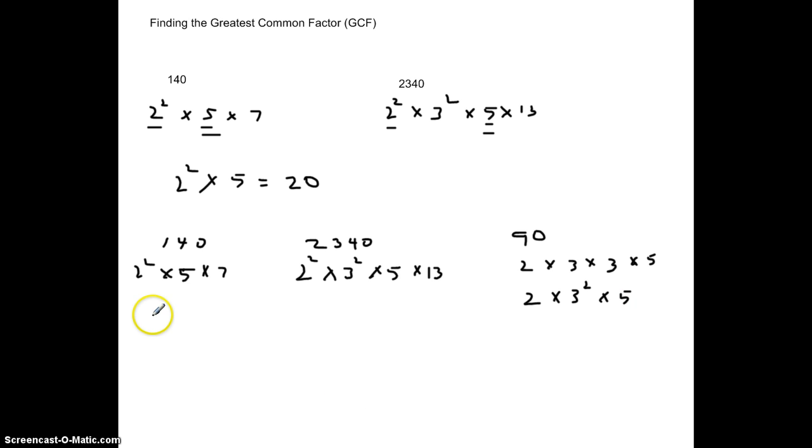So to write the greatest common factor, we need to look for common factors. 2 is a common factor. We use the lowest exponent for that common factor, so this has an exponent of 2 and exponent of 2. Here the exponent is 1, so the lowest exponent is 1. 5 is a common factor. And each one of those has an exponent of 1, so 1 is the least exponent. And then the other factors are not common to all three numbers.